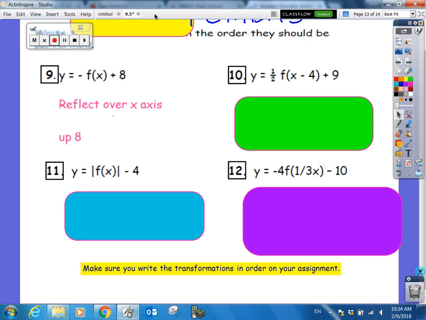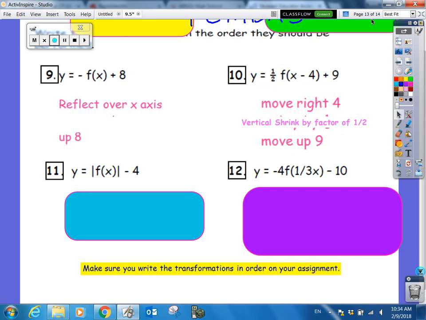Number 10, parentheses first. So write 4. It's the opposite when you're adding and subtracting in the parentheses. So write 4, then that would be considered a vertical shrink, or compress, whichever word you like better, by a factor of 1/2. Then we can add and subtract by 9. So up 9. So write 4, vertical shrink by a factor of 1/2, or you can say compress by 1/2 if you like that word better, if that makes more sense to you. Then up 9.